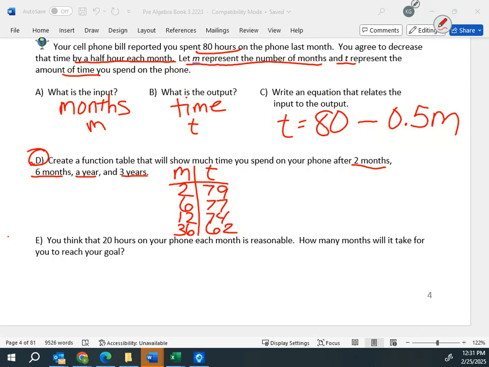Now we go to E. You think that 20 hours on your phone each month is reasonable. How many months will it take for you to reach your goal? So again, we go back to our equation. T equals 80 minus a half times months. So what numbers can I fill in? I've got 20 hours. That's my time. That equals 80 minus a half times my months. What do I have to do to figure out my months?